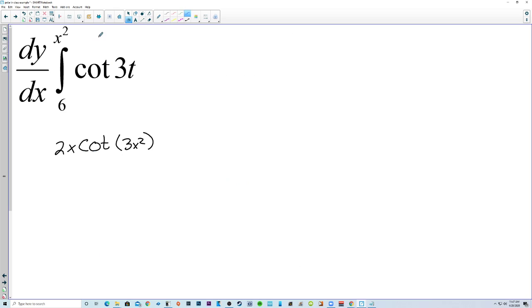This is the fundamental theorem of calculus. The derivative of the integral, they undo each other, kind of. To find this one, we plug x squared in for this t. So we get cotangent of 3x squared. But then we multiply times the derivative of the inside, so we have to multiply by 2x.